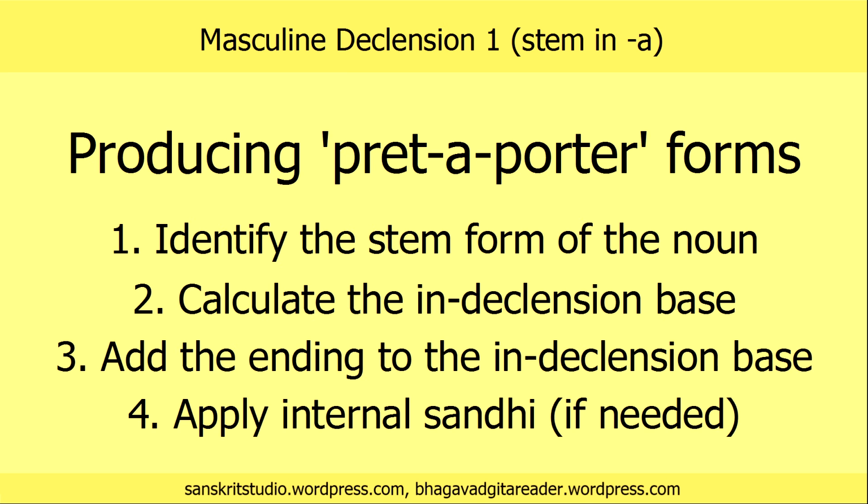A little repetition here, summing up producing the pret-a-porter forms. Number 1, identify the stem form of the noun. 2, calculate the declension base. 3, add the ending to the declension base. And 4, apply internal sandhi if needed.